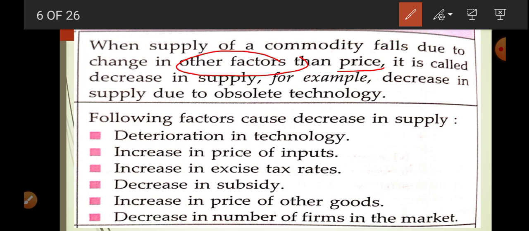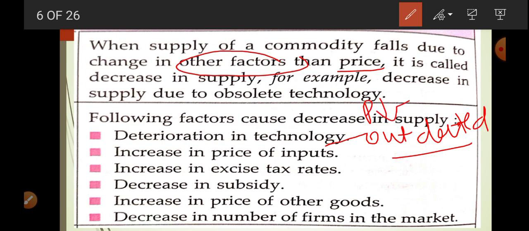Now here reasons are given for decrease in supply. Suppose a firm is going to use outdated technology. In this case production is going to be less, and in return supply is going to be less. Like if you are typing with the help of a typewriter, obviously you are able to print less.